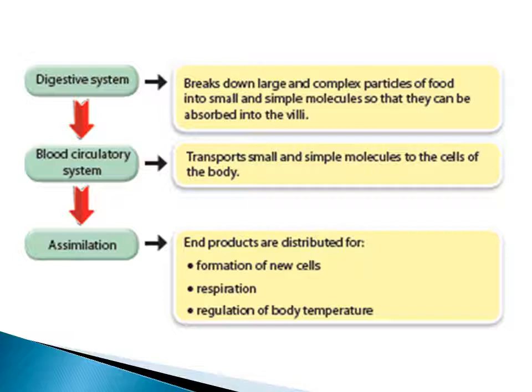Then what will the circulatory system do? It will transport this glucose and simple molecules to the cells of the body, and there assimilation occurs, where end products are distributed for formation of new cells, for respiration, and also for regulation of body temperature.